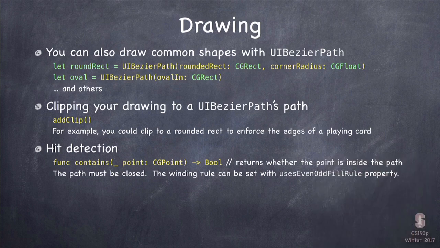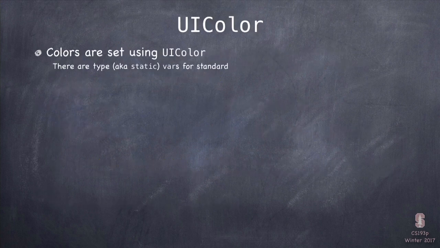The Bezier path also has this method contains that will tell you whether a point is inside the path. Okay, so that's good if you want to do some touch thing where people are touching on something and you want to do hit detection, basically what they're touching on. All right, and there's tons of other stuff in UI Bezier path. Don't have time to cover it. You should look it up.